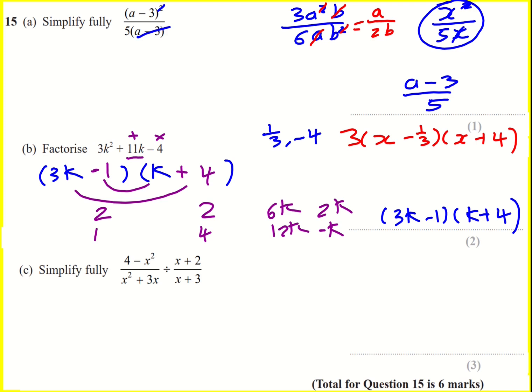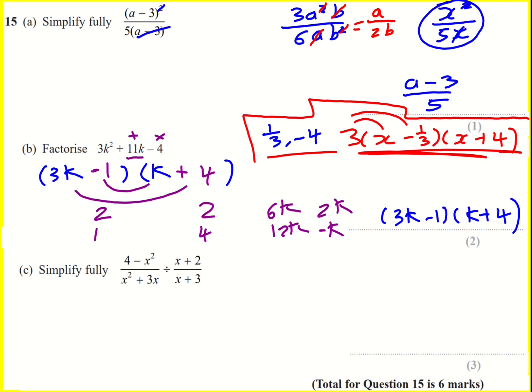And in fact, we could then just times this bracket through by 3 to get rid of the fraction, and that would get us back to 3x minus 1 times x plus 4, or sorry, x plus 4. I don't know why I've used k here, but it's just a little way to explain how you would get it. And you could do that with anything.